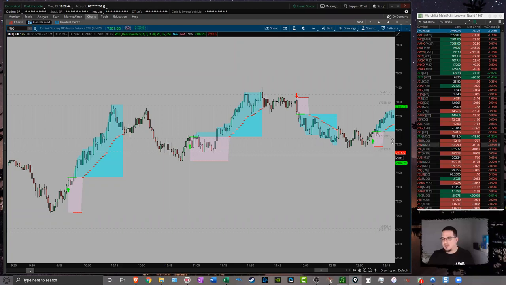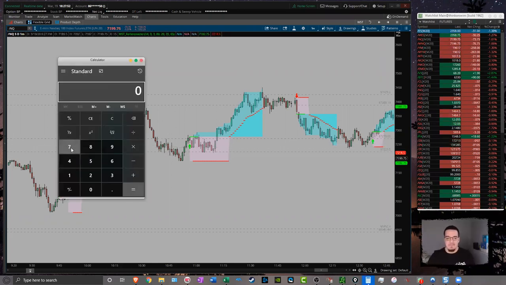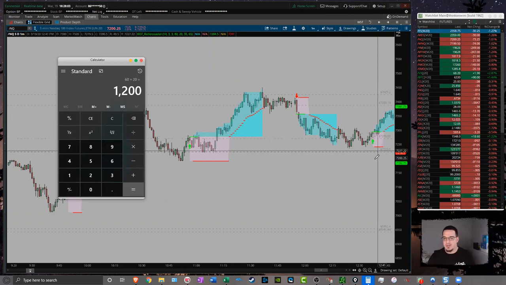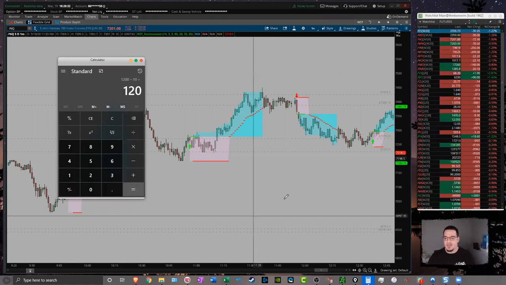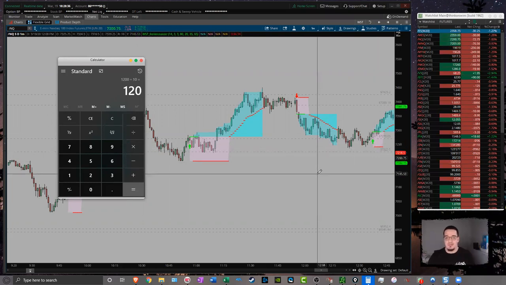The risk on this one would be something like 60 points. And if I whip out the calculator here, 60 points on one contract of the E-mini is $20 a point. So your risk here is about $1,200 per contract on this trade. Okay. To some of us, that's pretty nice. To some of us, that could be a little bit too much. So the micro contract would be the way to go with this trade, right? Divide this by 10 because it's 1/10 the size. So the risk is $120, which sounds a lot nicer than $1,200.